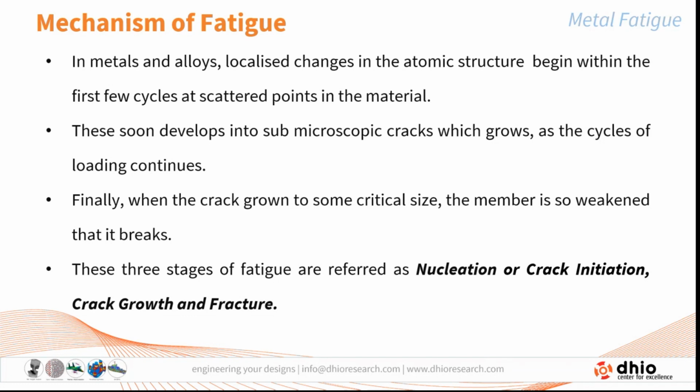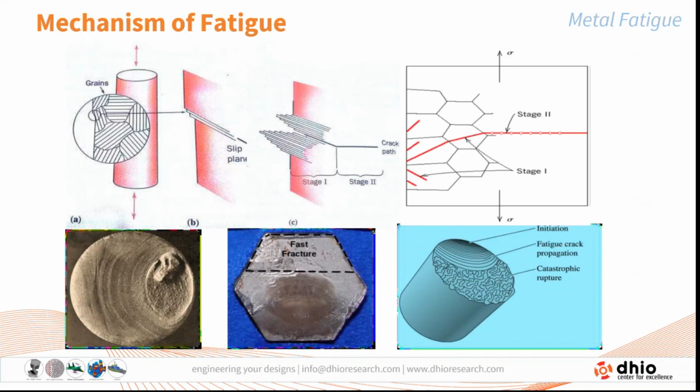So these 3 stages of fatigue are referred to as the nucleation or the crack initiation, and then the crack growth, and then the fracture. So here to describe this, initially, we have the first figure A, in which we see that there is an atom or grain which is very close to the boundary, which is the weakest one, because the inner grains may have adjacent atoms and may be strong, but the grains or the atoms which are nearer to the surface are prone to being the weakest atom.